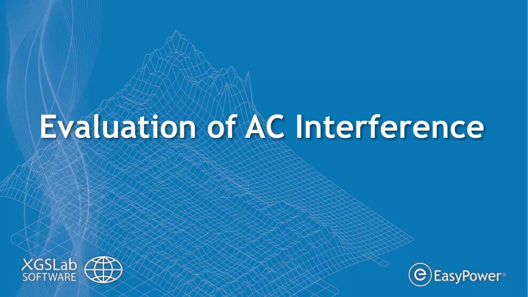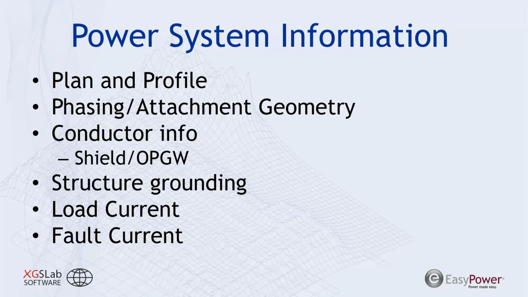So let's talk about the analysis process for AC interference. With most engineering studies, we're going to start with the data. And for a power system, we're looking to understand how the phases are oriented, or the geometry of your phase conductors. We'll want to understand how those propagate along with the planar profile. You'll also need to know the shield wire information and OPGW wire, if it's applicable, what it is made of, and its physical dimensions. And again, the geometry in relationship to the phase conductors.